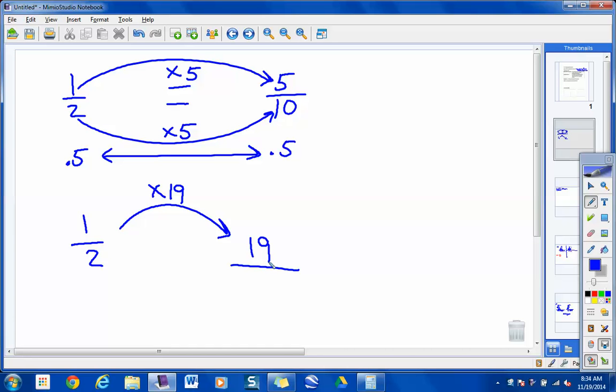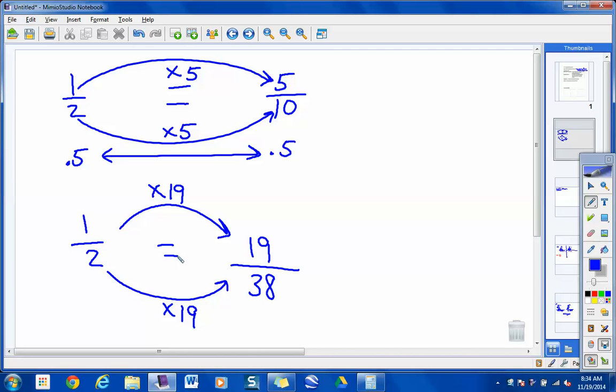However, if I multiply the top by 19, what do you think I'm going to have to do to the bottom to keep this fraction equivalent to what I'm trying to write? Not divide by 19, do the same exact thing: times it by what? Can I times that by 19 also? What is 19 times 2? 38. All right. So what has to be true about the fraction 1/2 and 19 over 38? They're equal. They're equivalent.